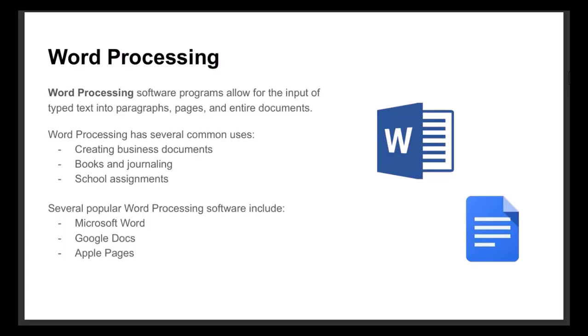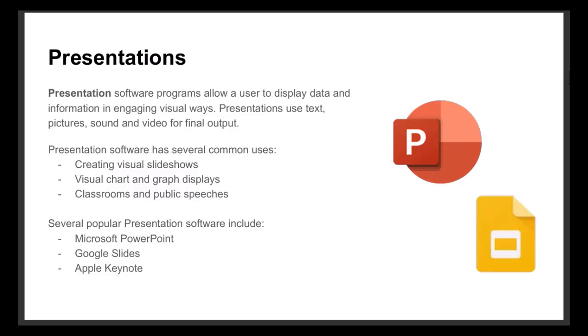The next productivity software is presentation software. Presentation software allows a user to display data and information in visual ways. With presentation software, we can use text, pictures, images, sound, and video within our final output. Presentation software is used to create visual slideshows, charts, and graphical displays. Some popular presentation software that you will see include Microsoft PowerPoint, Google Slides, and Apple Keynote.